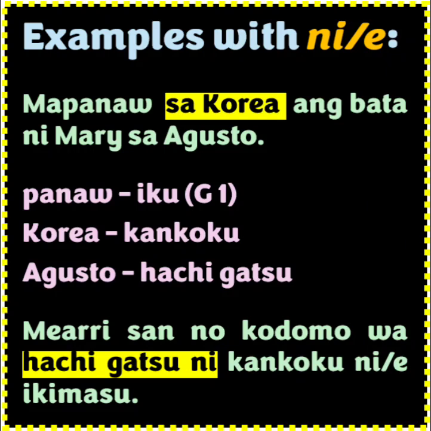Now, 8月 is month. It's a time expression that expresses month. And month requires the time marker ni. So we say 8月に. Mary-san no kodomo wa 8月に韓国に or 韓国へ行きます.